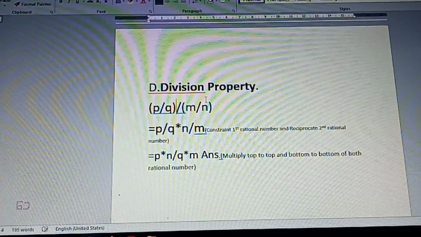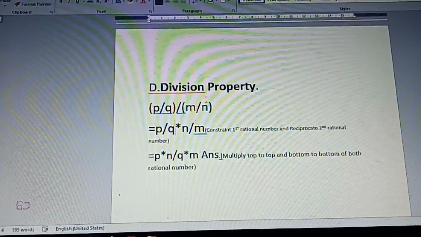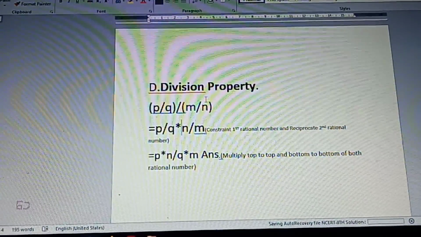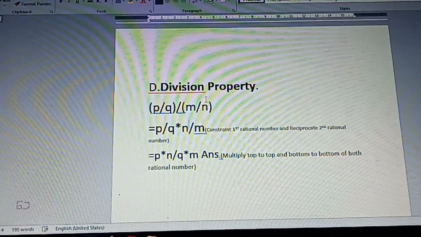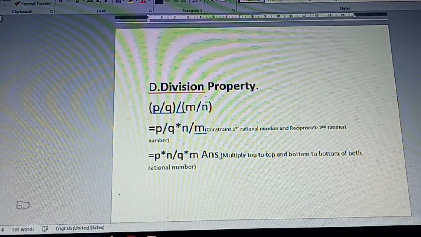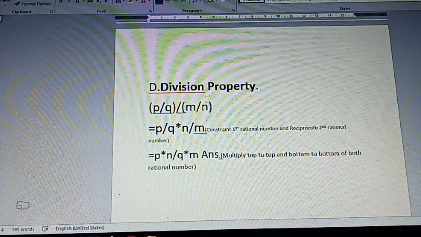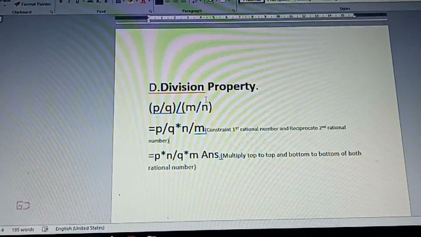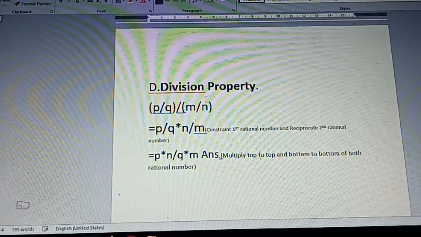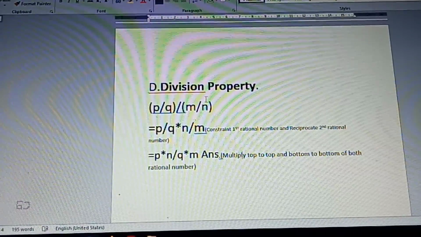Here the divide sign is mentioned. You just put the multiplication sign here, and reverse the second rational number, means reciprocate this rational number to n by m. Okay, then the answer will come out. Then it comes under the multiplication property. The multiplication property formula is to multiply top to top and bottom to bottom of both rational numbers, then the answer will come out.